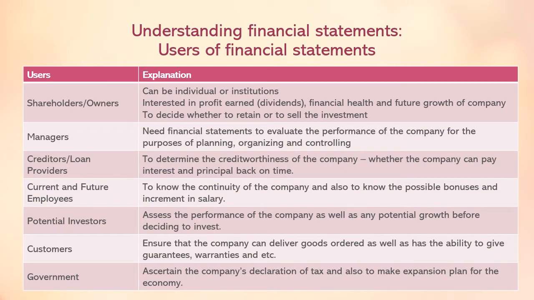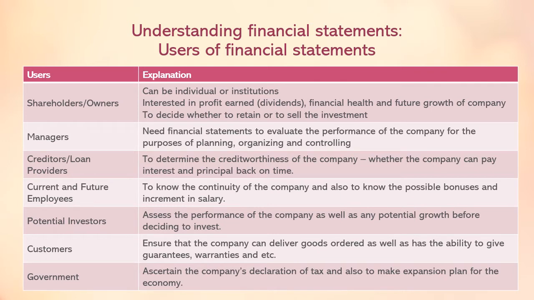The next part of understanding financial statements is to know who the users of financial statements are. We can categorize the users into 7 categories. You have already covered this when you did your FAR 110 paper in part 1, so this is just a recap, a revision for you to recall who the users of financial statements are. Among the users are the shareholders or the owners.